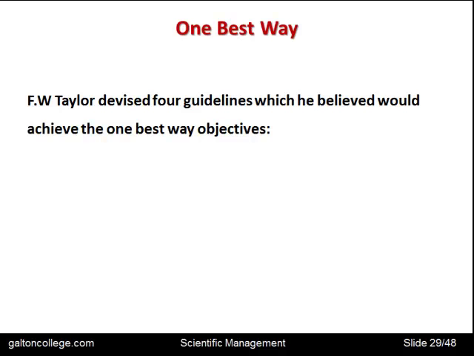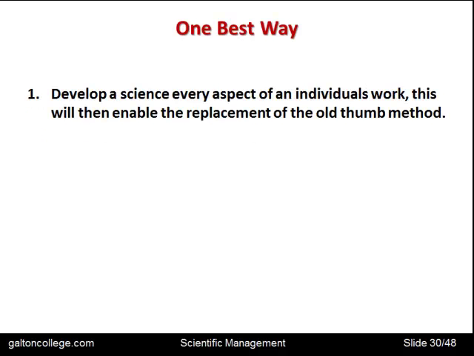Taylor devised four guidelines which he believed would achieve the one best way objectives. First of all, develop a science for every aspect of an individual's work. This will then enable the replacement of the old rule of thumb method, the old approximation method. So develop a science for every aspect of the individual's work.